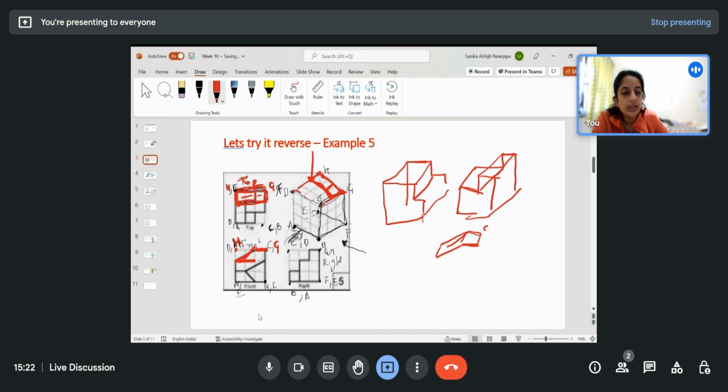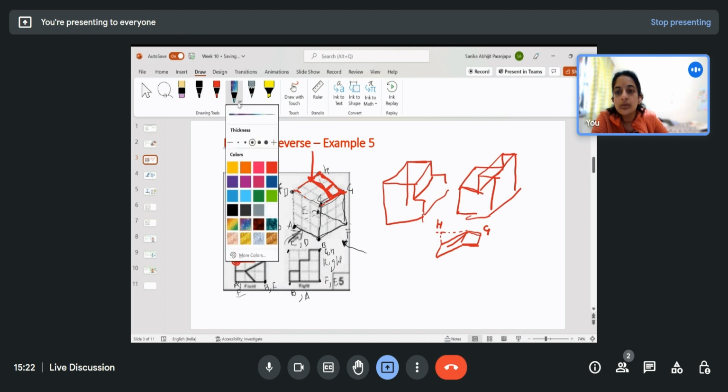Okay, so this will be G, and if I extend this and come down here, this will be my point H. So here, how do I locate the points, this point and this point?